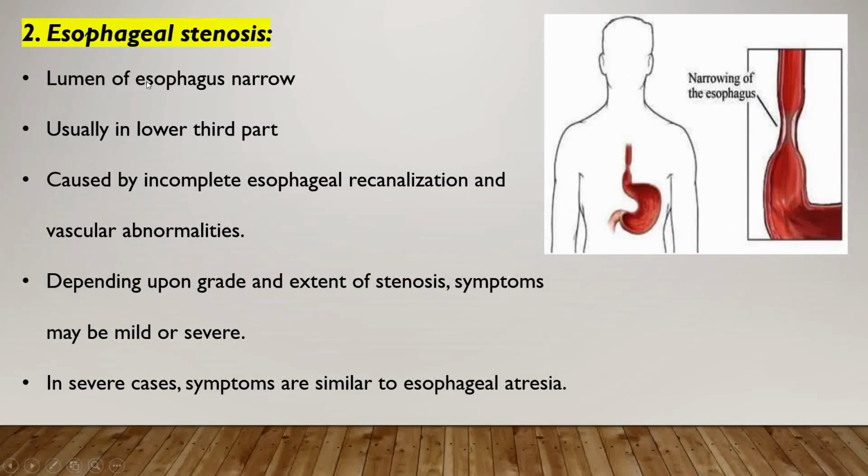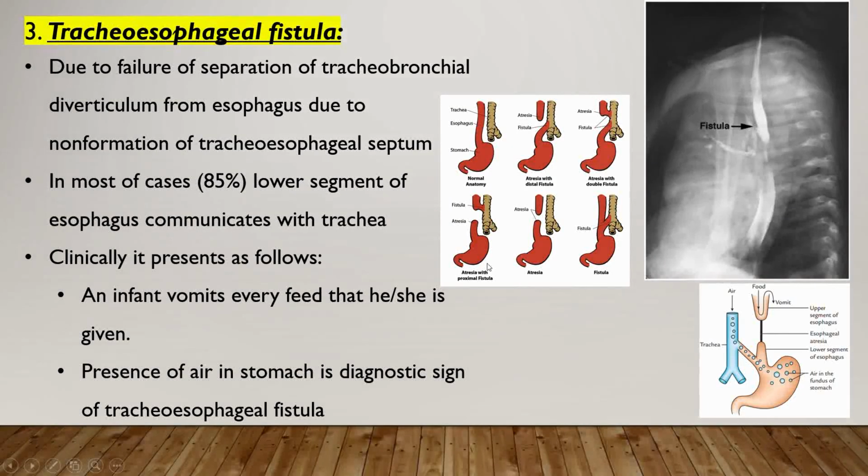Esophageal stenosis. Stenosis means the lumen of the esophagus becomes narrow. Usually it is in the lower third part of the esophagus. It is caused by incomplete esophageal recanalization and vascular anomalies. Depending upon the grade and extent of stenosis, symptoms may be mild or severe, and in severe cases, symptoms are similar to esophageal atresia.